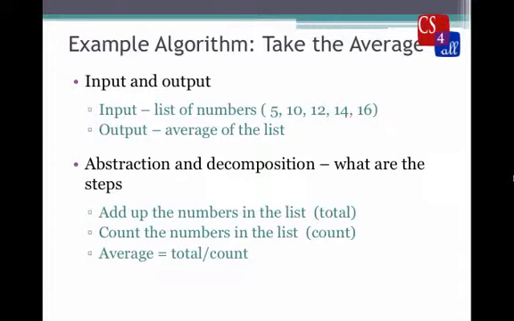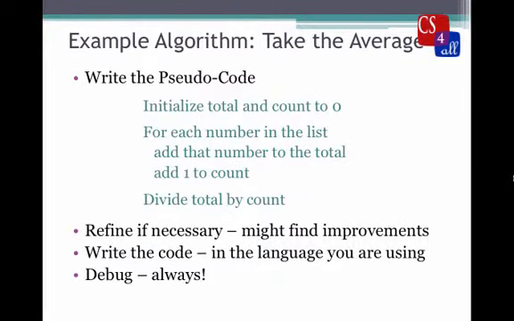Let's look at an example. Say you want to take the average of a group of numbers. Well, we know that the input will be a list of numbers, and the output should be the average of that list. And if we want to apply abstraction and decomposition, in other words, if we want to know what the steps are, well, we know that we have to add up the numbers in the list to create a total, then we have to count how many numbers are in the list. And then the average is the total of all the numbers in the list divided by how many numbers are in the list. So the pseudocode for taking the average might look something like this.